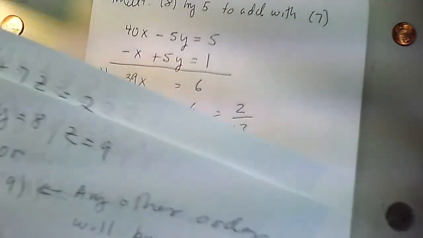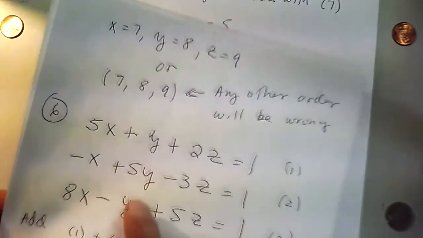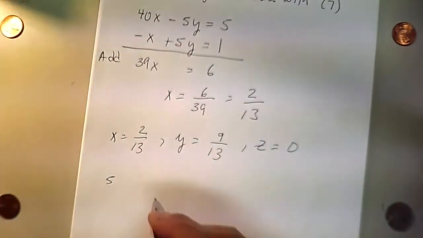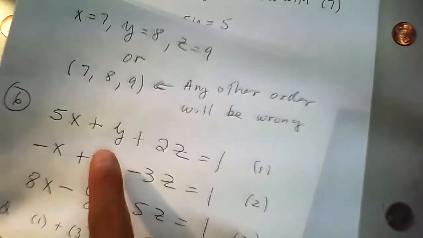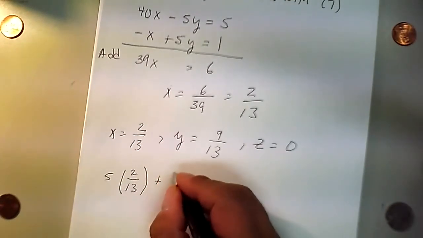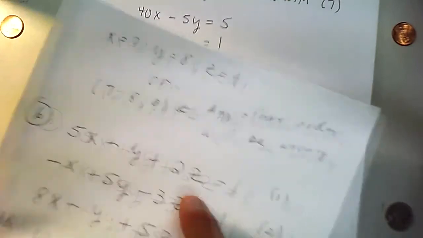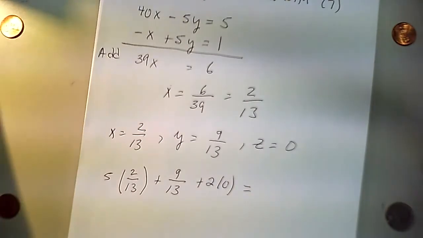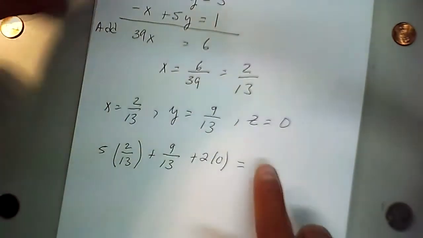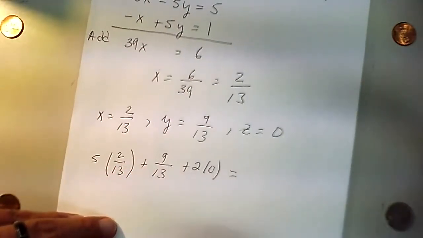Okay. The first equation was 5. I'm copying the equation from here. 5 of the x's, so 5 times 2 over 13, plus y, plus 9 over 13, plus 2 z's, plus 2 times 0, that's easy, and let's pretend I don't know if it is equal to 1. If we don't get 1, though, I know something is wrong.